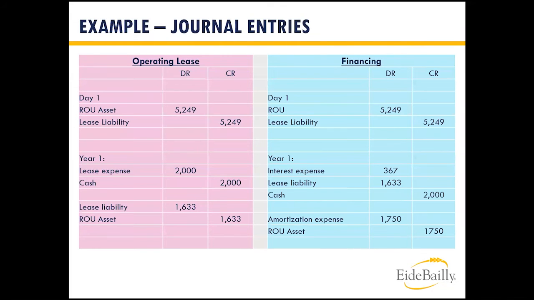Closing up the example that I have here, just some of the journal entries that go through this example. So day one, like we mentioned, the operating lease and finance lease start off in the same place, but then the expense recognition as we go through is different. You can see how the expense actually comes through here. On the financing side, you have the interest expense and amortization expense that are recorded. On the operating lease side, you just have that one lease expense that's recorded.